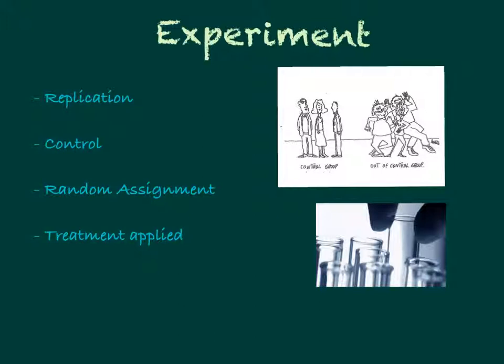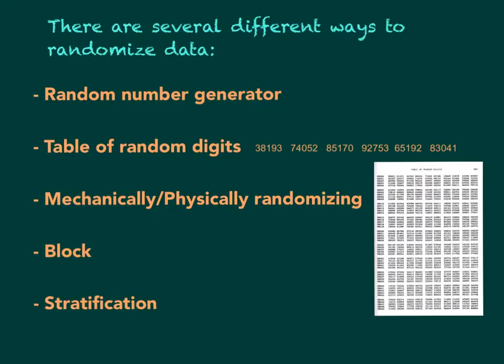Random assignment eliminates confounding variables. It is another experimental design principle, and it uses chance to assign experimental units to treatments. Doing so helps create roughly equivalent groups of experimental units by balancing the effects of other variables among the treatment groups. There are several ways to apply randomization. We're going to talk more about it in the next slide. There are several different ways to randomize data, which also eliminates different confounding variables. There's the random number generator, the table of random digits, mechanically or physically randomizing with a hat or something similar to that, and there are also different aspects of randomization such as block randomization and stratification.